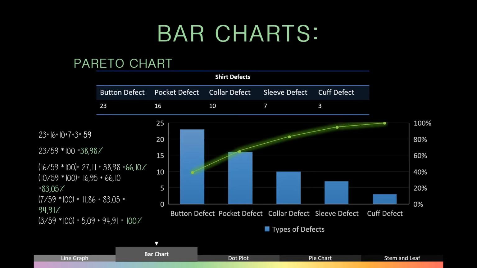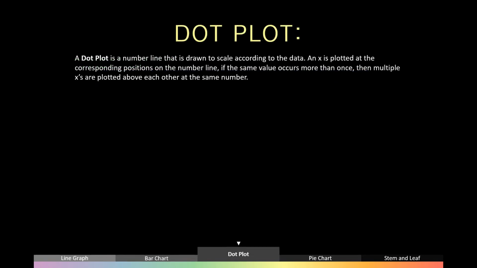A dot plot is a number line that we draw according to scale depending on the data that we're working with. The symbol X is plotted at the corresponding positions on the number line, where the number of X's is proportional to the frequency of that specific number occurring in the dataset. So if we have a number occurring only once, then we will plot a single X. However, if the number occurs more than once, then multiple X's will be plotted one above each other at the same position on the number line.